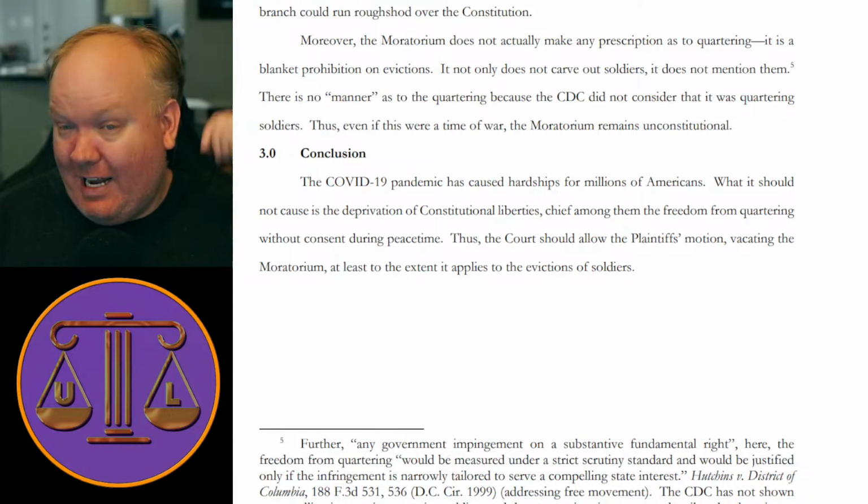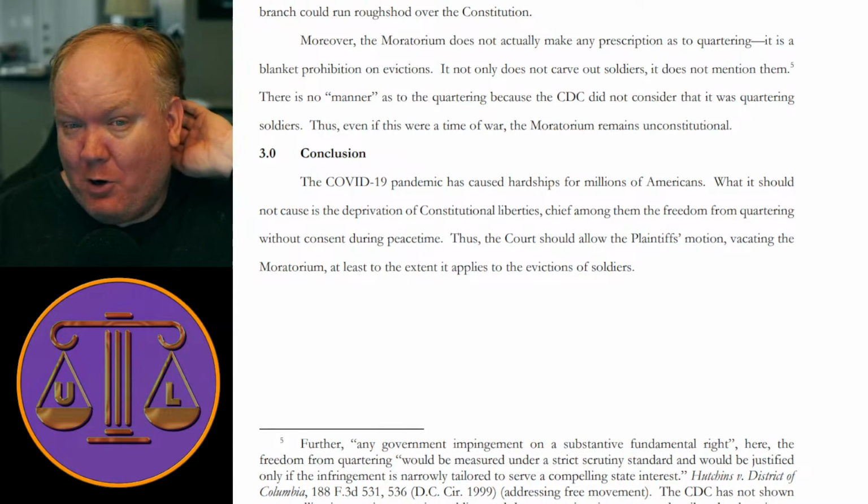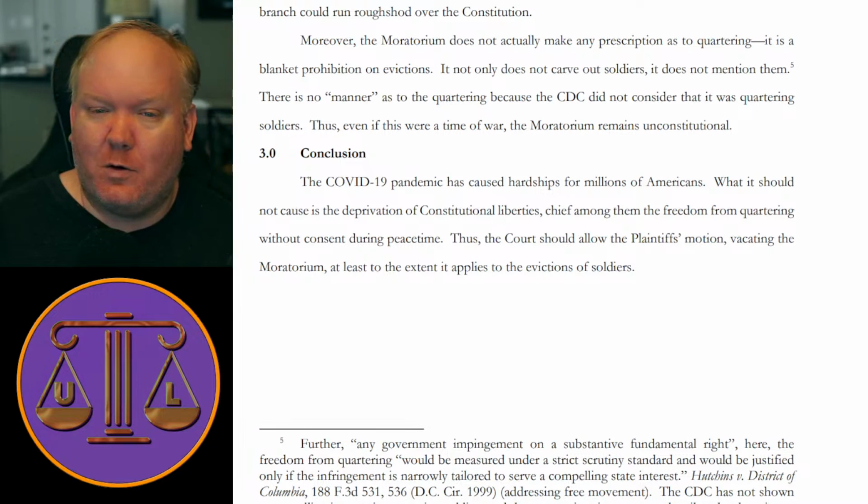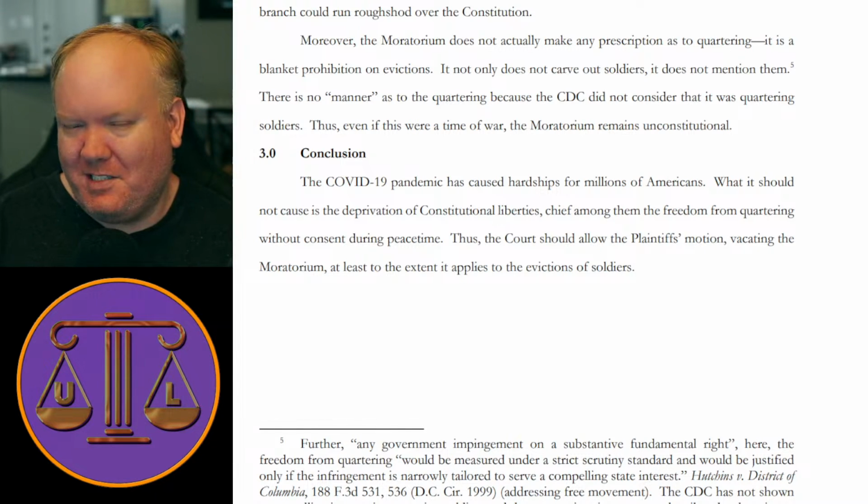The moratorium does not actually make any prescription as to quartering. It's a blanket prohibition on evictions. It does not only carve out soldiers, it does not mention them. There's no manner as to the quartering, but CDC does not consider it quartering. Thus, even at times of war, the moratorium is unconstitutional. That's a very short amicus. It's only 6 pages.